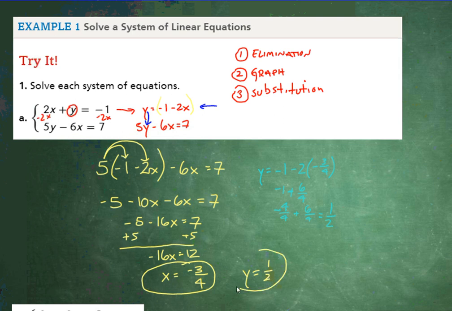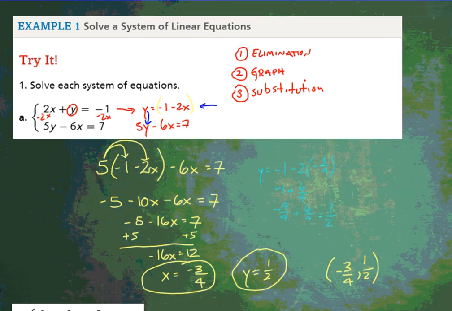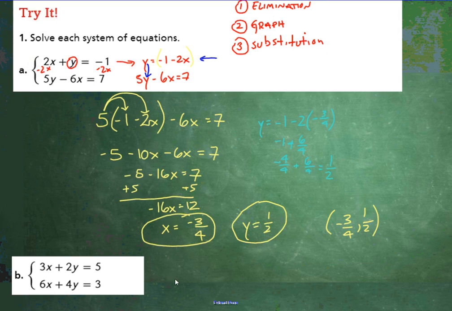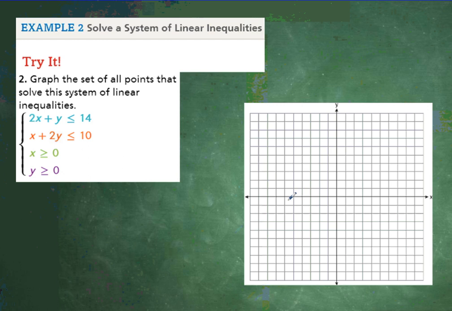And here are my 2 points. You can leave it like this, or you could write it as an ordered pair, like that. I will leave part B for us to do tomorrow in class because I'm going to do this one using elimination, in class next time I see you guys. Remember, I'm going to start leaving the B parts together.